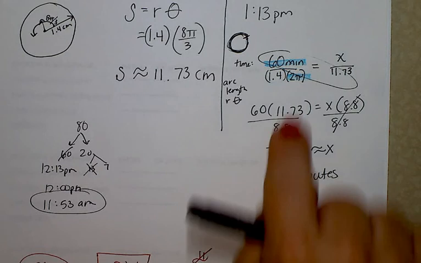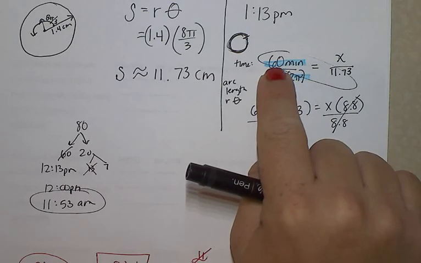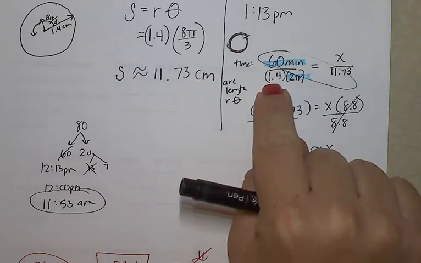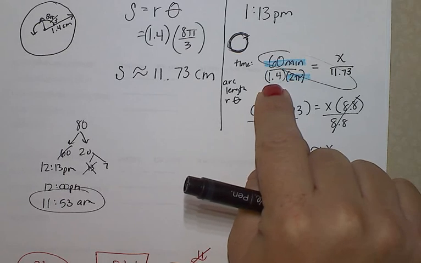So you're asking, will this be 60 when I set the ratio? Yes. Will this be 2 pi? Yes. But this particular number will depend on what they give you for the given information. Does that help? Okay.